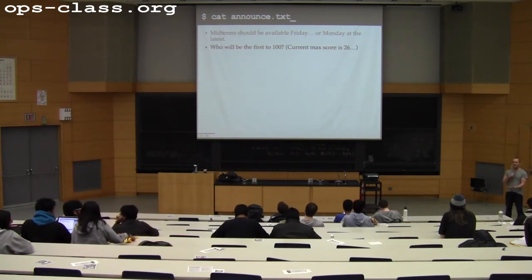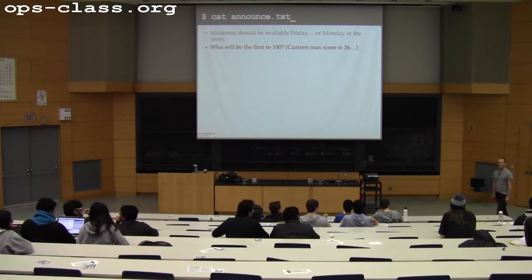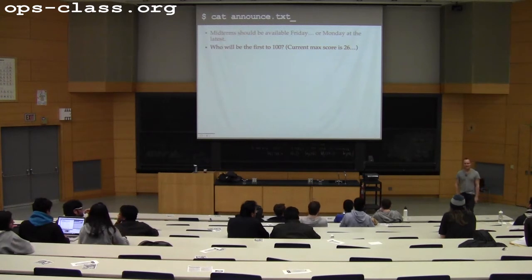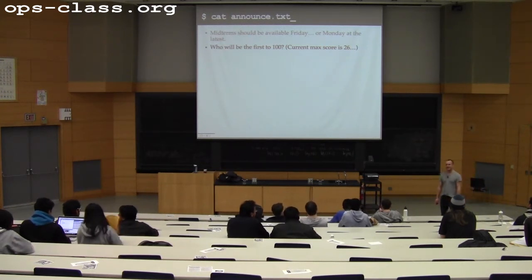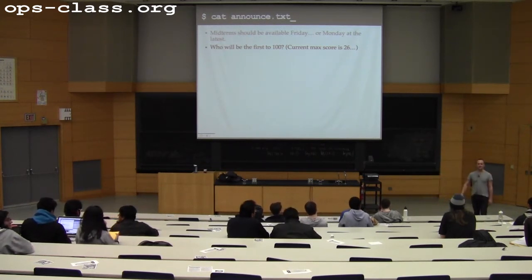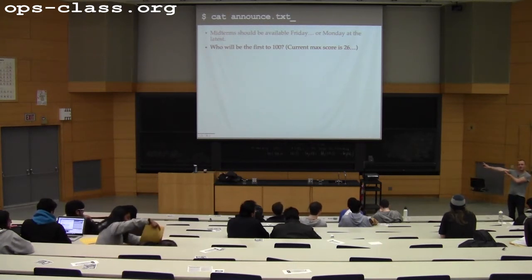I checked today, max score on assignment 3, currently 26, right? So you guys have a ways to go. I kept putting in lower and lower filters, and I was like, really? Anyway, apparently you can only get about 26 points if you submit dumb VM, which is good.